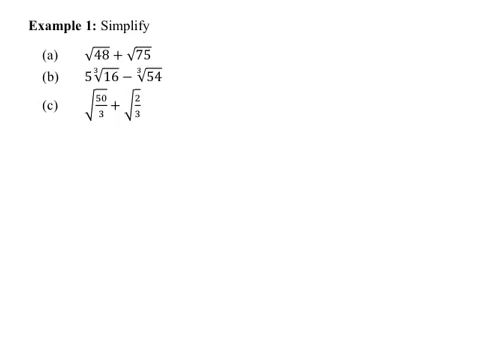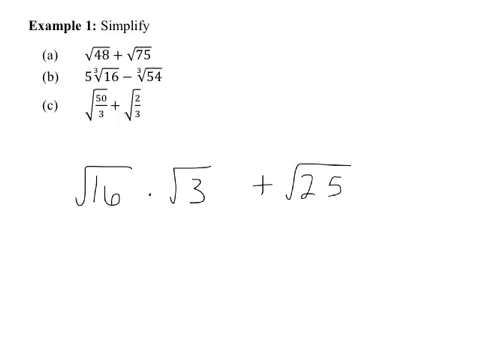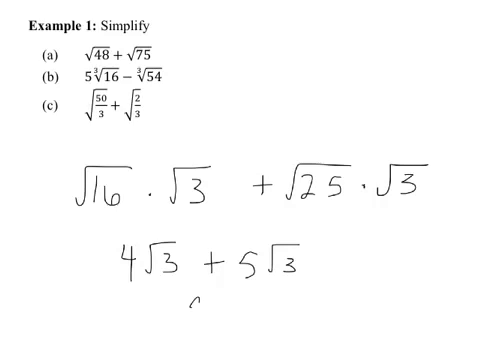Example A in number 1 says to simplify. What do I get when I simplify radical 48? We did this one yesterday. What does 48 break up into? 16 and 3. What about 75? 25 and 3. And what do you notice you have in common in both of these? Radical 3. And you think of that as like a variable. So we end up getting 4 root 3 plus 5 root 3, which is just how many root 3's? 9 root 3's. Think of them like variables.